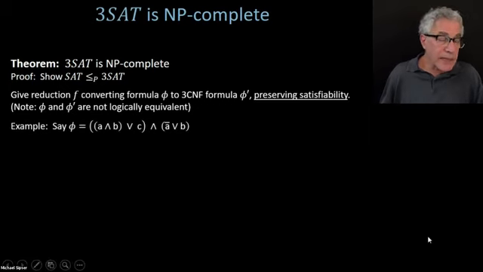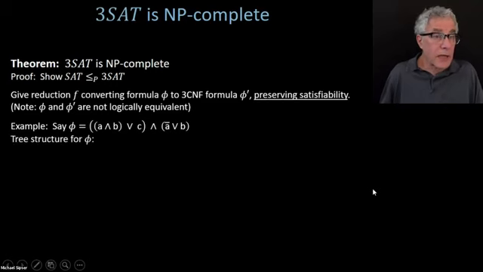Okay, I'm going to do it by example, and let's see how that goes. So here's phi, which is not in 3CNF. It's not even in CNF because it's got ORs of ANDs appearing, which are not allowed in a CNF. Okay, so how are we going to convert that into a 3CNF formula, preserving the satisfiability?